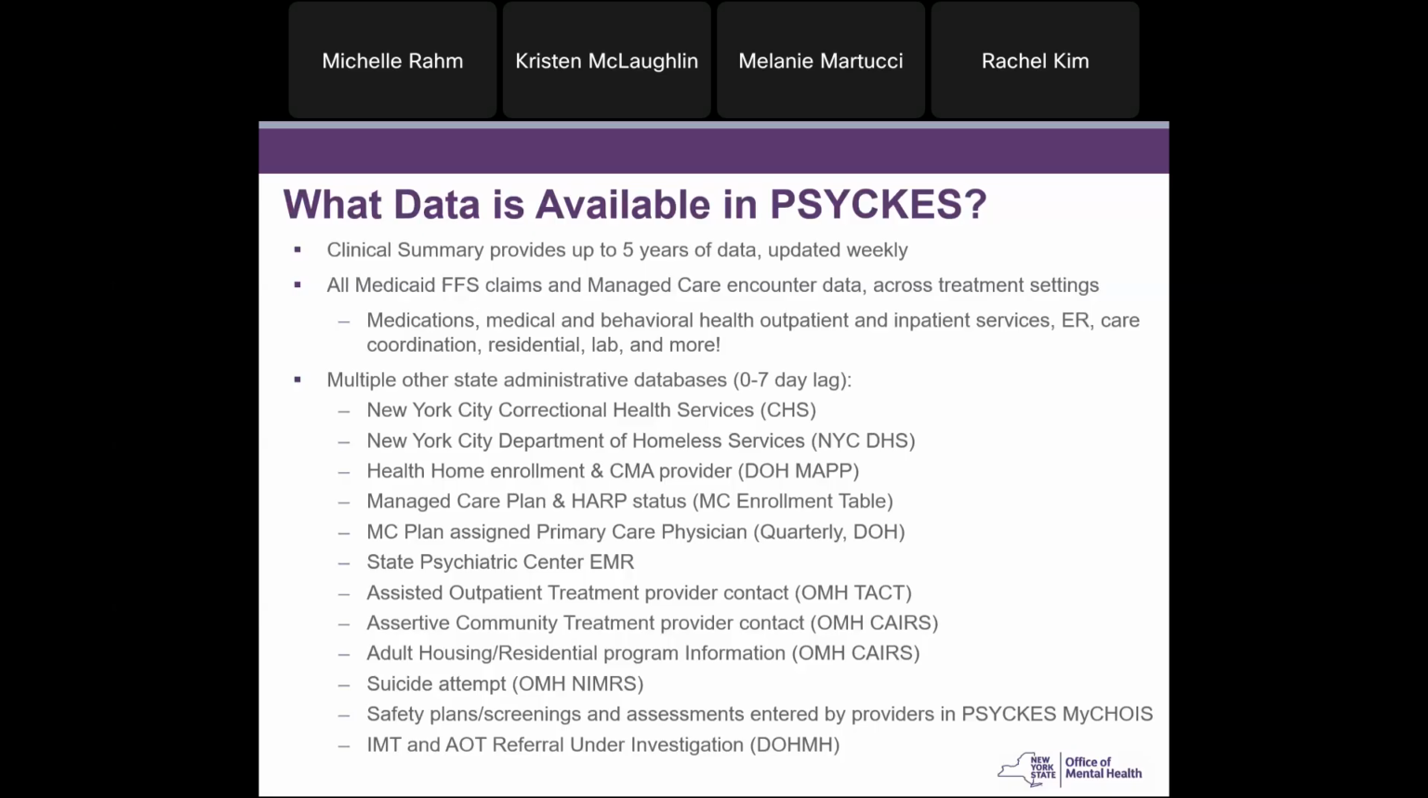And then going down the list a little bit, we have some information coming from NYMERS. This is going to show suicide attempt data, and this is actually one of the instances in PSYCKES where this suicide attempt information would not be restricted to that 5-year clinical summary look-back rule. So suicide attempt information is all available data, meaning even if an attempt occurred 10 years ago or 12 years ago, that would still show up in the client's clinical summary. And then the last thing I'll mention is we have safety plan screenings and assessments. Those are entered into PSYCKES by providers within the My Choice application.